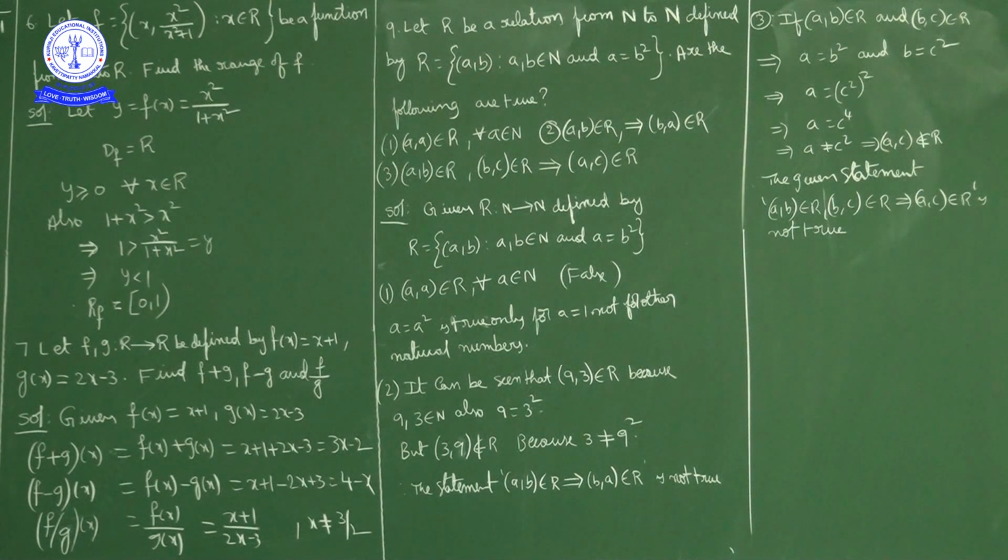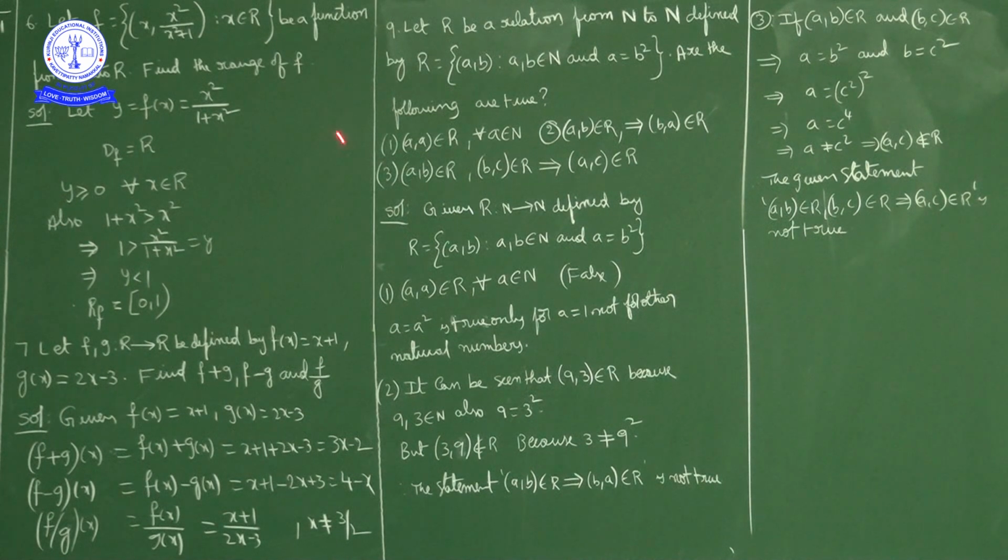Now you have to check whether the following conditions are true or not. (a, a) belongs to R means (1, 1) belongs to R, (2, 2) belongs to R, (3, 3) belongs to R, (4, 4) belongs to R. That is, (a, a) belongs to R for every natural number. One by one we'll check. First one: (a, a) belongs to R for every natural number. You have to check whether this statement is true or false.